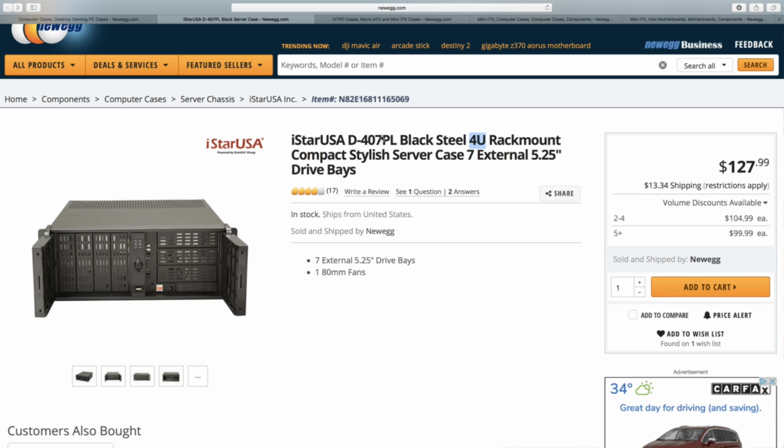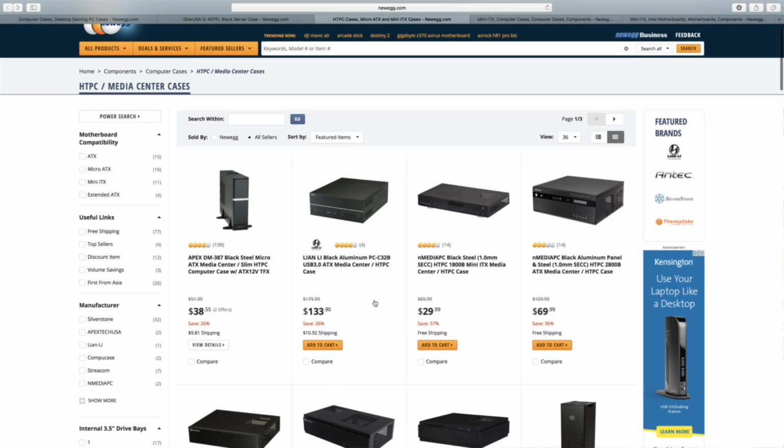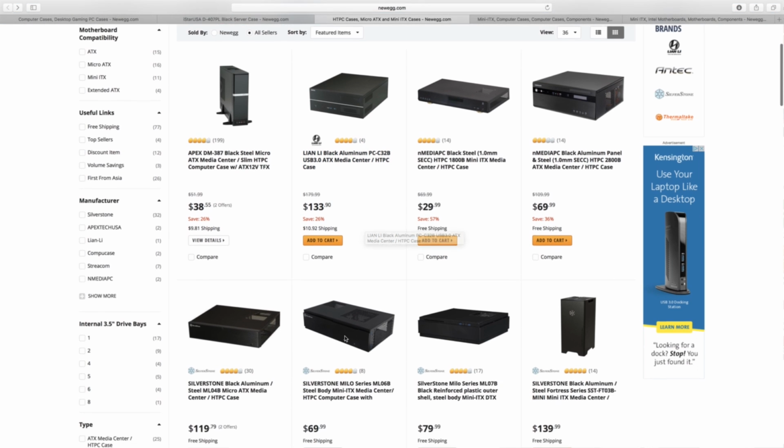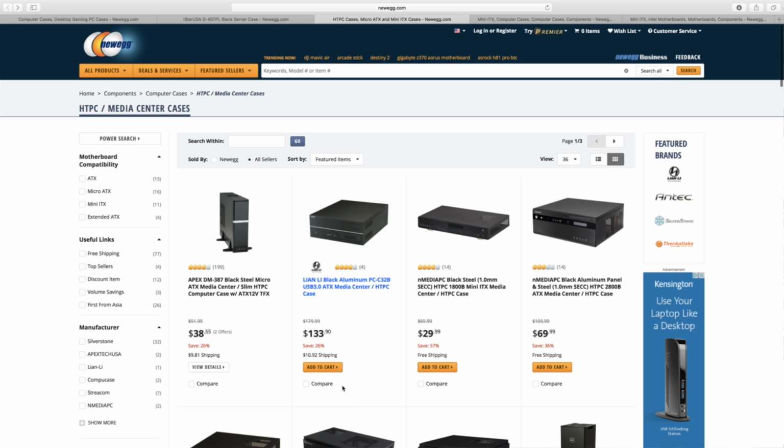Now, there are other types of cases out there. These are Mediacenter cases. Again, when you start talking about form and function, let's say you're going to have a Mediacenter computer sitting by your 42-inch big screen TV. If you have something like that, you probably don't want a lot of RGB or a lot of colors, and you don't want a rack-mounted case. You want something a little bit smaller, something that just sits there and does its job.